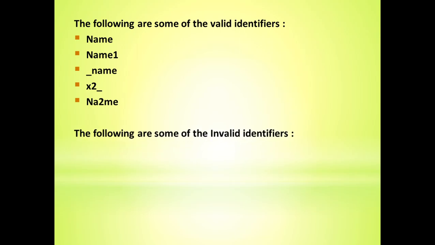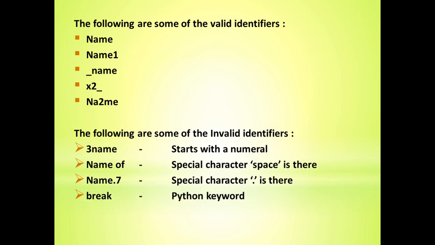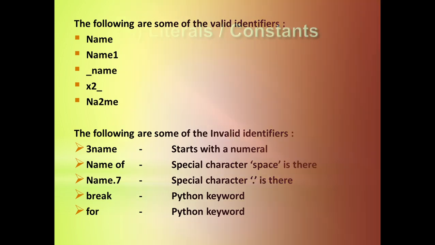Some of the invalid identifiers are: this starts with a number, so it is invalid. It has a space in between, so it is invalid. It has a dot, which is a special character, so it is invalid. This is a keyword of Python, so it is invalid. This is also a keyword in Python, so it is invalid.